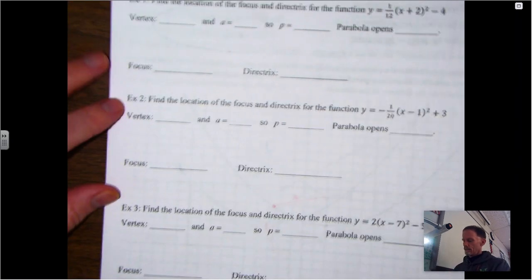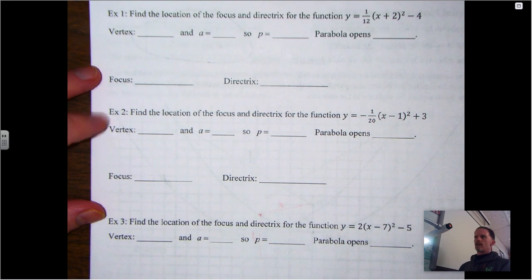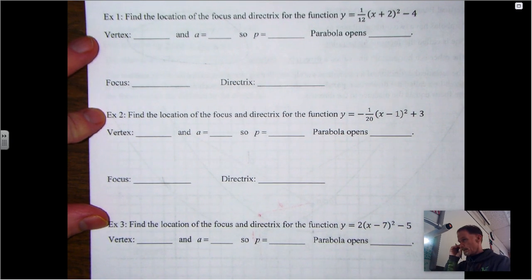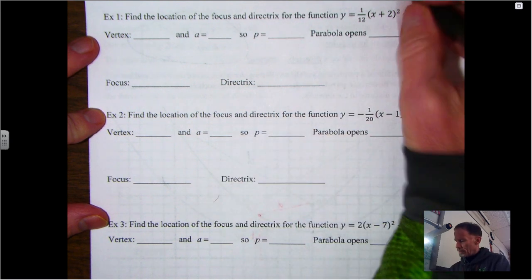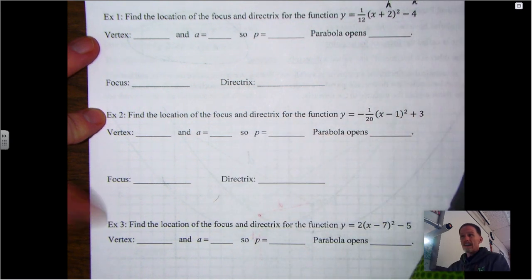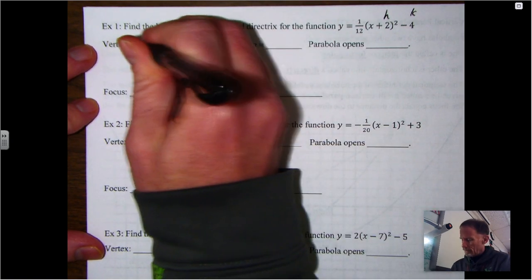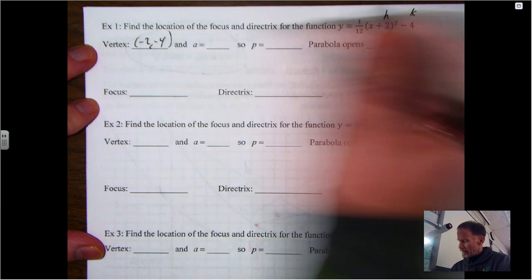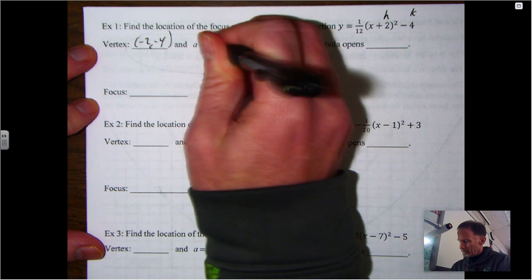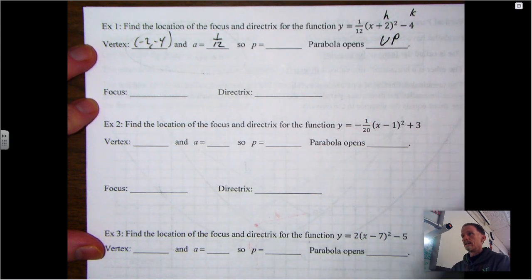Okay, so I've got 4 examples here. I'll do the first couple, and then you can pause the video and see if you can do the last one by yourself, and we'll zip through those answers. So the first one, remember, this is still vertex form, so this is still your h and k, so we need to find the vertex. So obviously the vertex on the first one is (-2, -4). My a is always going to be that number out front, so in this case it's 1/12. And remember, because it's positive, we know it's going to be opening up.